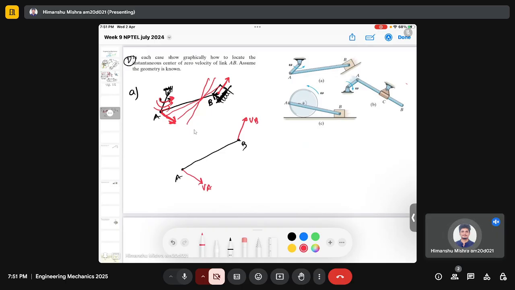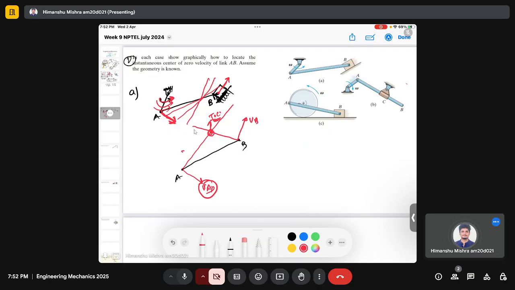And now we need to find the instantaneous center. For that we need to draw a normal from point A and point B. The position vector from A should be normal to VA, so it should be like this. And the position vector from B should be normal to VB, like this. So the location where they intersect, here, is my instantaneous center.